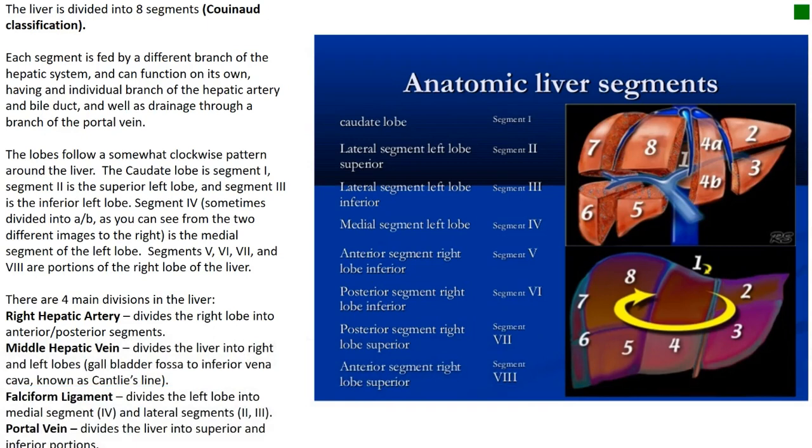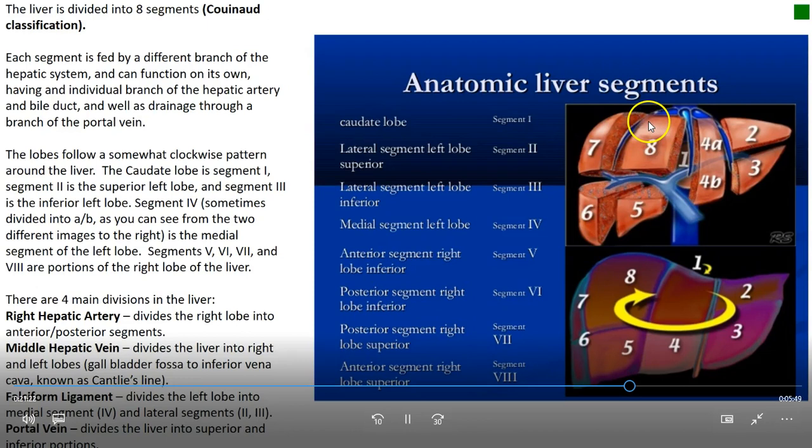So you can see that the right hepatic artery divides the right lobe into anterior and posterior segments. So here, this is the anterior segments, and these are the posterior segments. This is the right hepatic artery. And the middle hepatic vein divides the liver into right and left lobes. So here, middle hepatic vein.